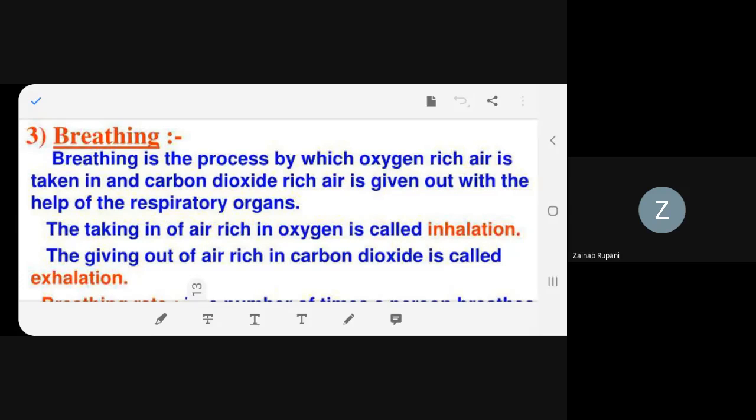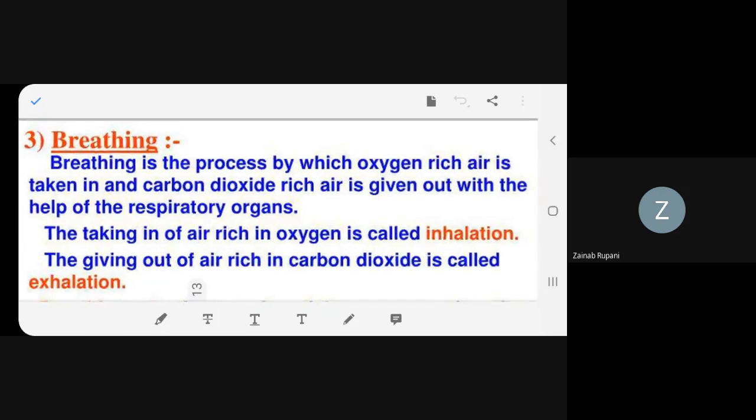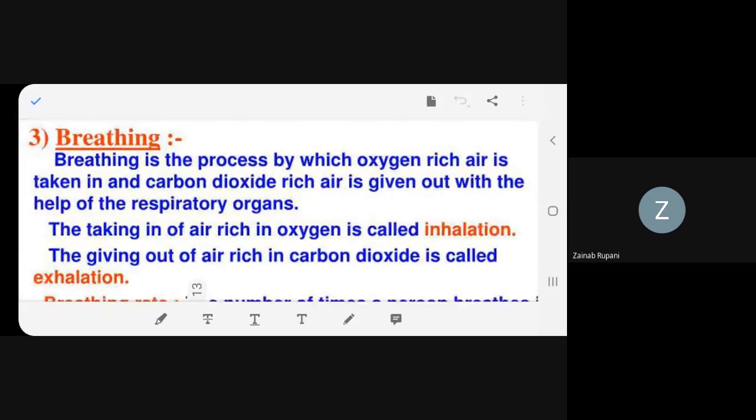Okay? Thank you. So, respiration, we know what is respiration. Now we'll do the process. One process which is included in respiration is breathing. What is it, beta? Breathing. So let's understand.